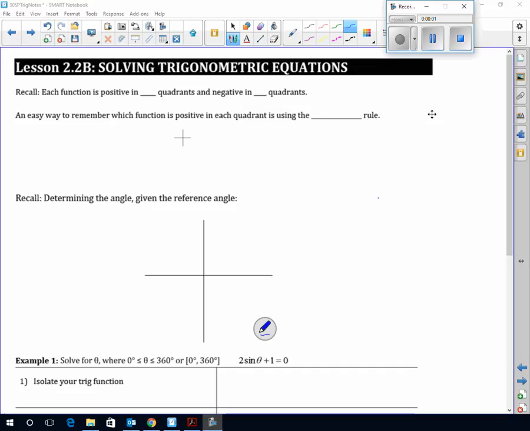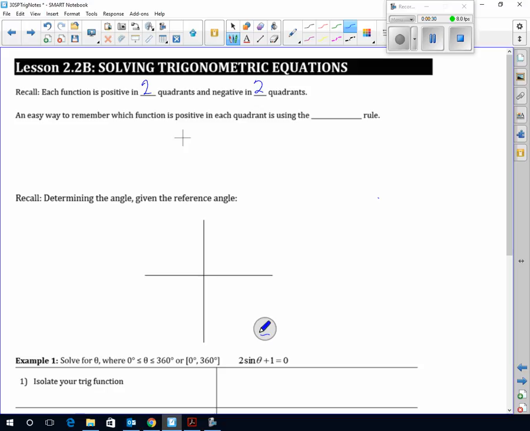Positive in how many quadrants and negative in how many quadrants? Here's a question for you. In how many quadrants are all three trig ratios negative? None of them. It only happens that all three are positive in one, but none of them are all three negative. Make sense to you?